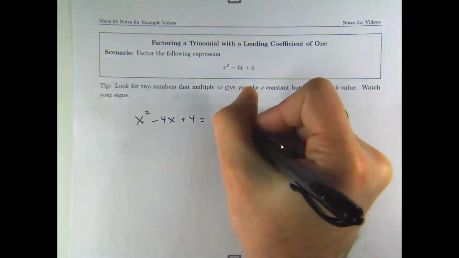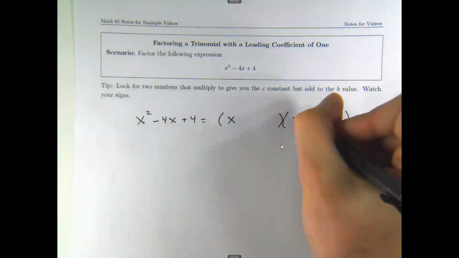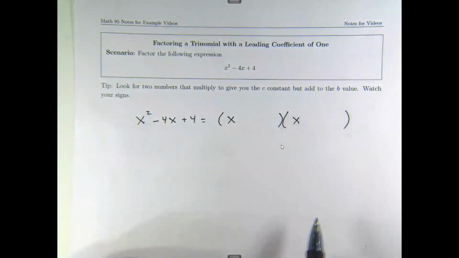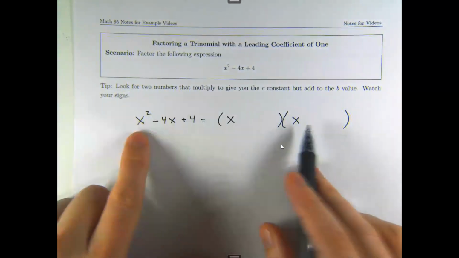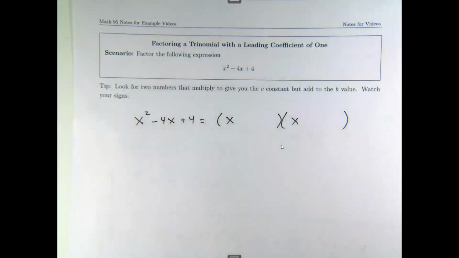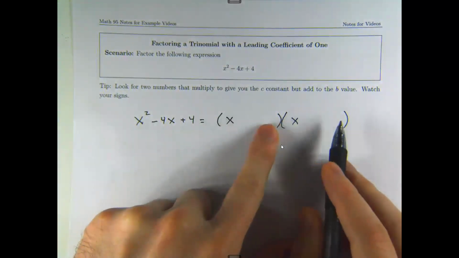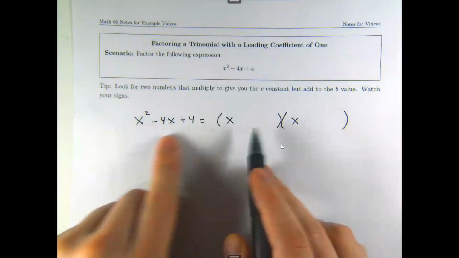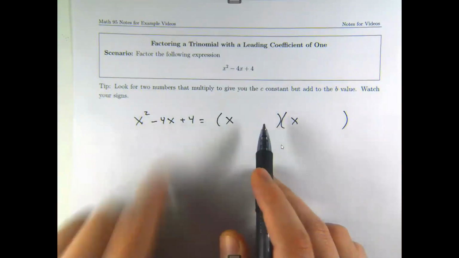And the way that this is going to look is it's going to be x, and then there's going to be some number here and some number here. X times x is giving me the x squared. That's why I'm starting with the 2 x's. Now my strategy is these 2 numbers will need to multiply to give me the 4, but they'll need to add to give me the negative 4.